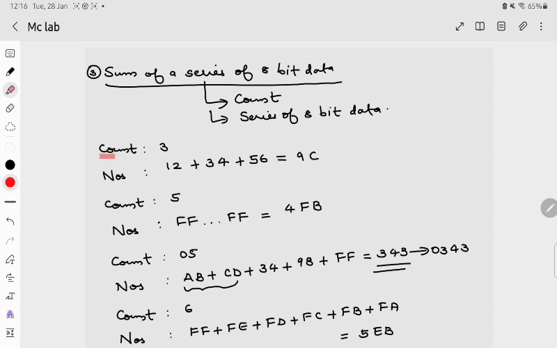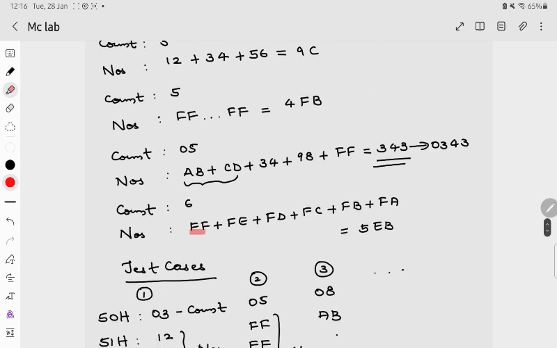For example, the test cases: for a count of 3 we have 3 numbers, and the total sum is 9C. For a count of 5 numbers, I just gave 5 FFs, the answer is 4FB. Again for a count of 5, I gave 5 different random numbers, the answer is 343. Then for a count of 6, we gave from FF to FA, the answer was 5EB.